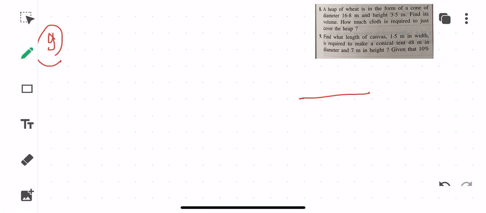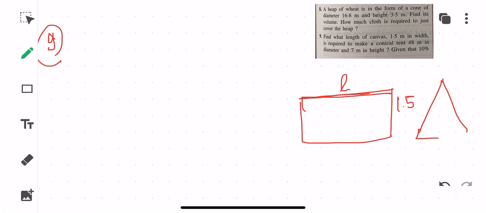Okay, so what is canvas, children? Canvas is basically whatever is the cloth which is there. So for making the tent, they have got a different type of canvas, 1.5 meter in width, and children, you have to find out the length. So this is the length. Suppose this is what you have to calculate, and from this you are making a cone.